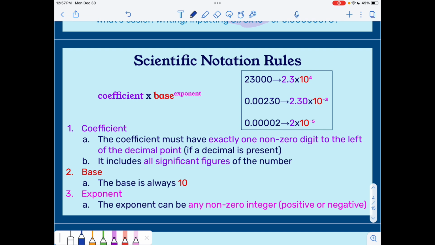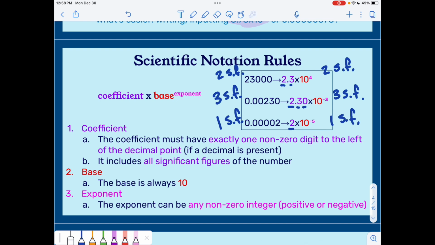So you'll see in this first example that this number has 2 Sig Figs. And then the next example has 3 Sig Figs, and the last example has 1 Sig Fig. And then you'll notice that the same amount is in the scientific notation version in the coefficient. So here there's 2 Sig Figs still. In the next example, there's 3 Sig Figs still. And then in the last example, there's 1 Sig Fig. So in scientific notation, the before and after should have the same amount of Sig Figs. It needs to in order to be accurate. Okay, then the next rule is about the base.